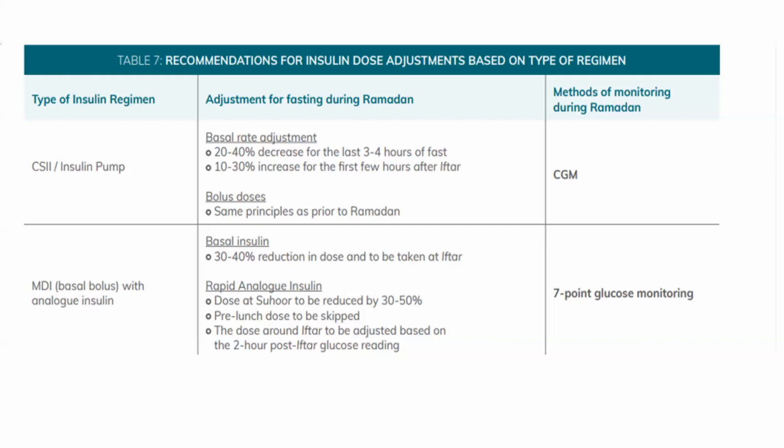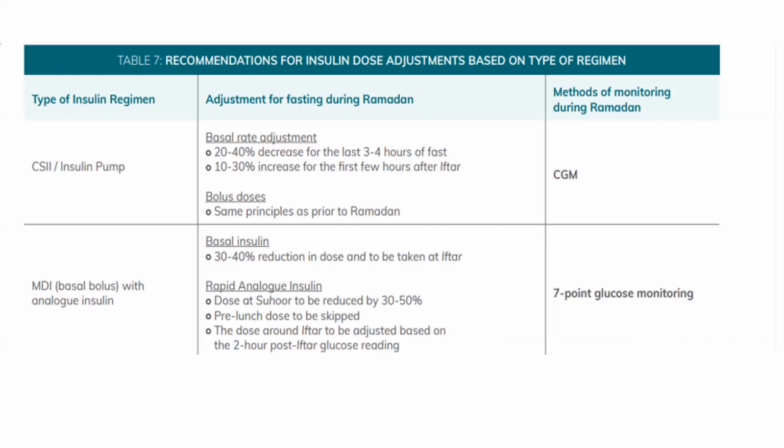So normally these patients take the basal at bedtime. Now, whatever is their dose, for example, 30 units or 40 units at bedtime, we should be advising a 30 to 40% reduction in dose and to be taken at iftar time. That's the recommendation in terms of a basal for the MDI regimen in a type 1 diabetic patient.